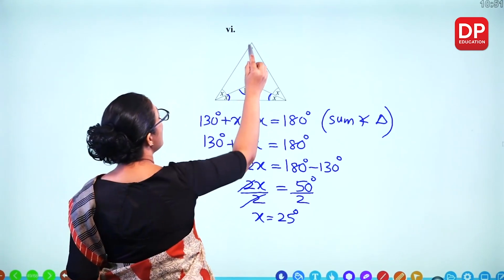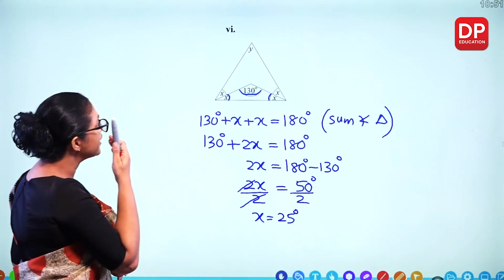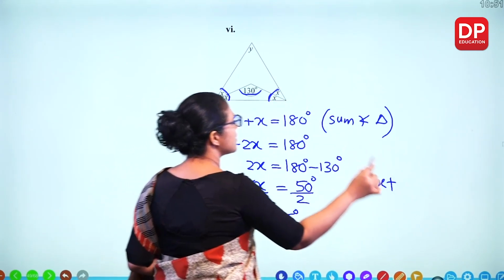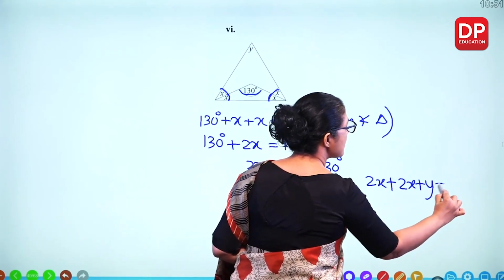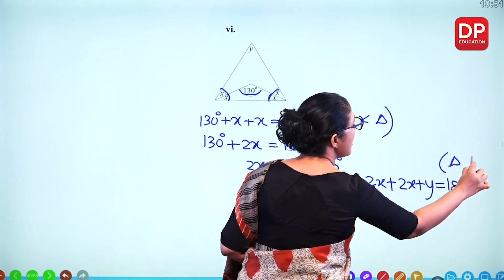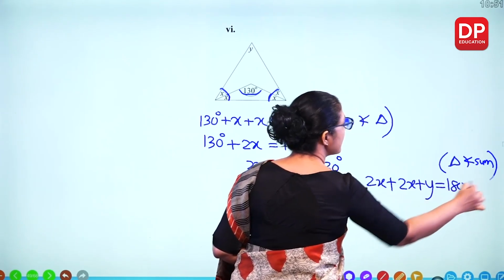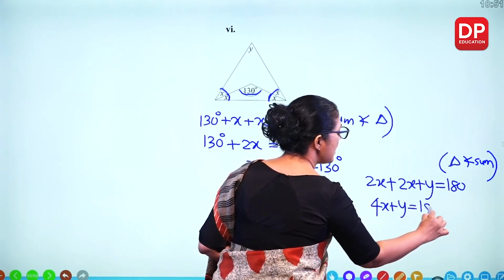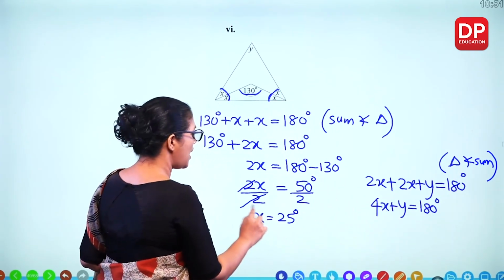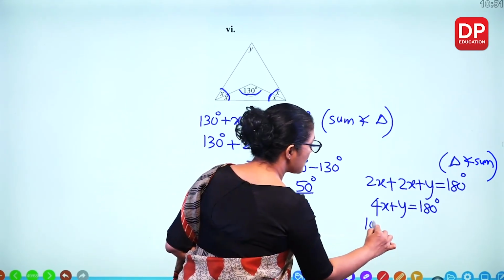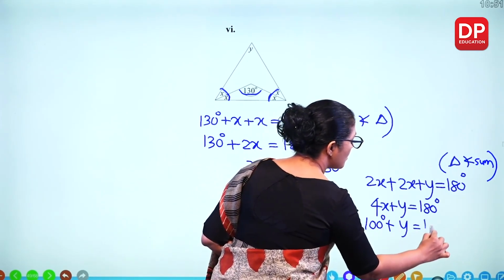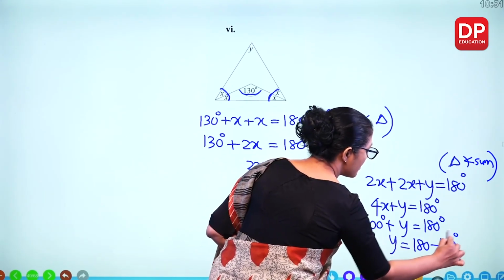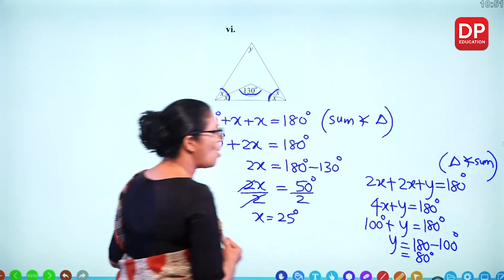You can find out y using the bigger triangle. So what can you write? 2x plus 2x plus y is 180. Again, angle sum of a triangle. 4x plus y equals 180. 4 times 25, that's 100. 100 plus y equals 180. So what's y? 180 minus 100. You get 80 degrees for y.